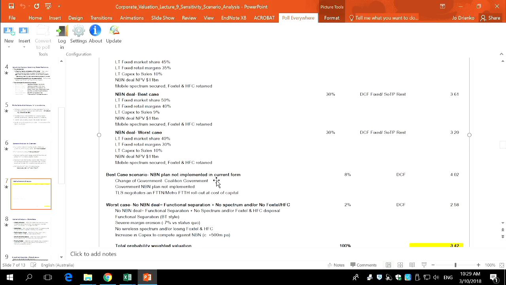And worst case scenario is there is no NBN deal. Telstra loses its monopoly, and there's a functional separation of the company, essentially, because if there was no NBN deal, there's a functional separation of its monopoly and no spectrum and or Foxtel disposal. So in other words, there would be no seller for this. I don't know what the analyst was trying to do.